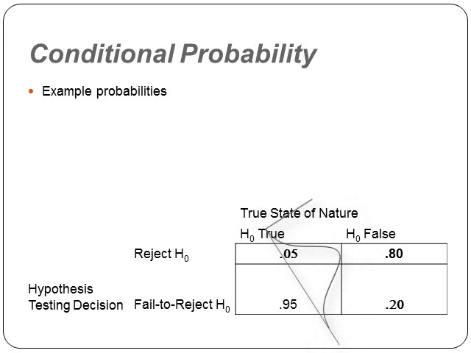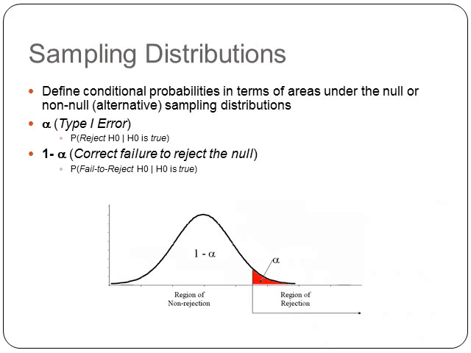That's just one overlapping distribution and a second. This is to hammer home that there are actually two distributions that we are thinking about. There's the distribution when the null is true, and there's the distribution when the null is false. So in looking at this from a distribution perspective, we have a sampling distribution. We define the conditional probabilities in terms of areas under the curve, for the null and the non-null, the alternative sampling distribution. So we'll have two distributions.